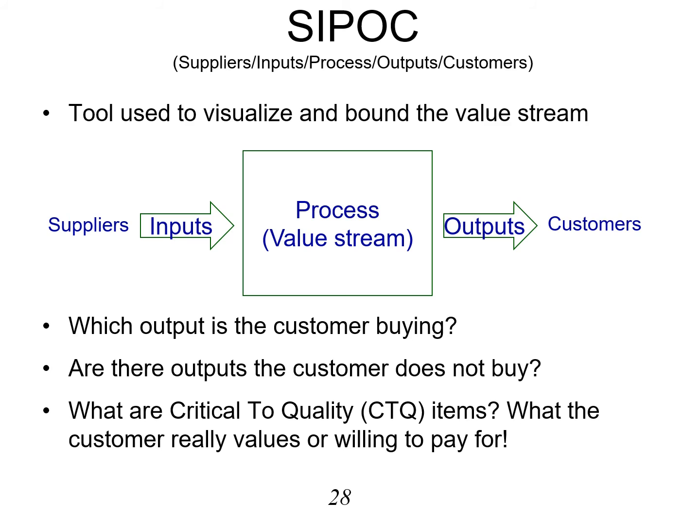SIPOC, a tool used to visualize and bound the value stream. Suppliers, inputs, process, value stream, outputs, customers. What output is the customer buying? Or the outputs the customer does not buy? Are there some they don't even care about? What are critical to quality items? What is the customer really valuing and willing to pay for? Not what the internal customers value, but external who pay for it.